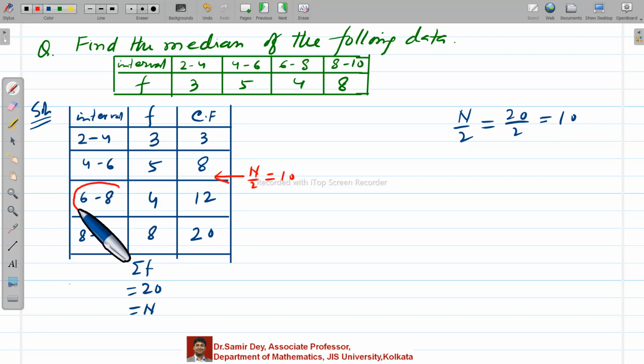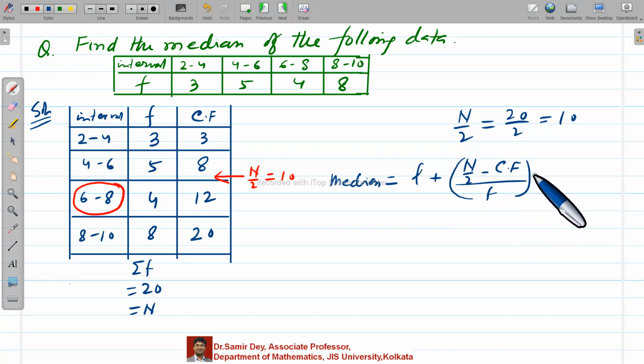The corresponding interval, if you consult different types of writers' books, someone can write class or interval, whatever. The name is different, meaning is same. So here you have to decide this interval or class, that is just next to n by 2. The corresponding interval will be the median class, the median interval. So what is our formula? Our formula is median is equal to L plus (n by 2 minus CF) by F into I.